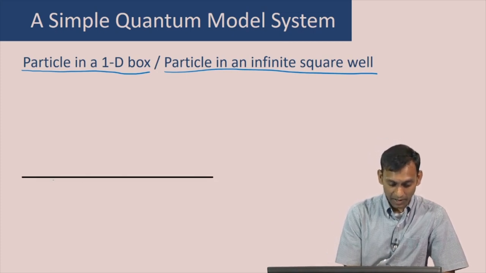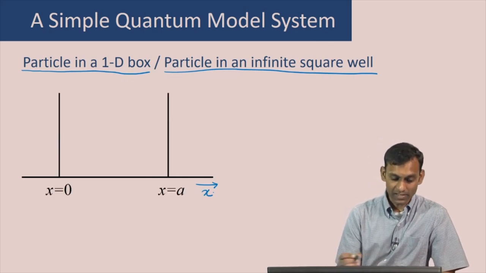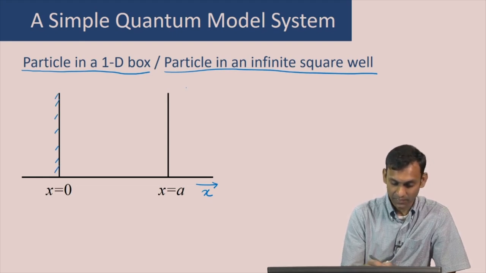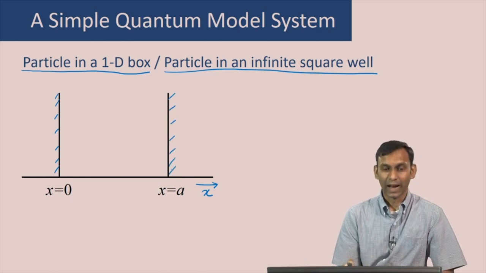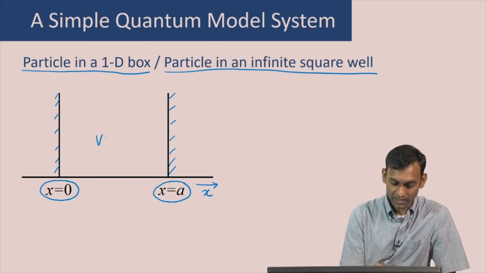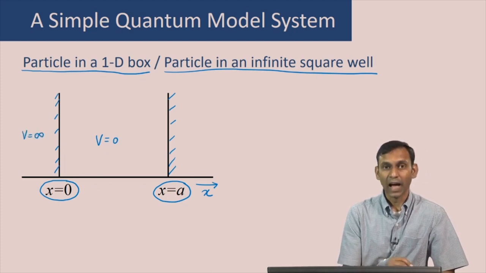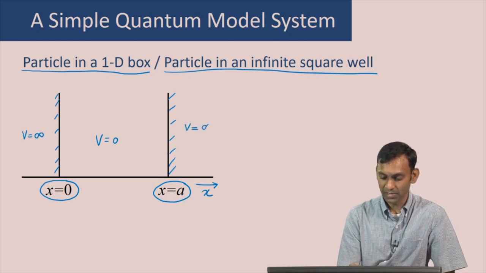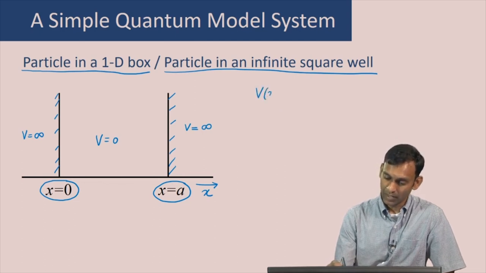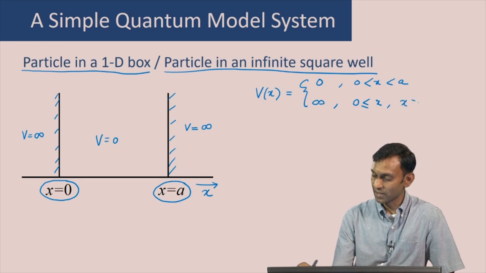In this model, we consider that the particle can move in only one spatial dimension, let us say the x direction. Further, the particle is confined to a certain region of this x axis. So, you can imagine that there are hard walls like this, and as long as the particle is within x equal to 0 and x equal to a, the potential energy of the particle is equal to 0. However, if it goes to x less than 0, then the potential energy becomes infinity, and similarly if it goes to x greater than a, then the potential energy becomes infinity. We can write the potential energy in the following form: V of x is equal to 0 when x is between 0 and a, and it is equal to infinity when x is less than 0 or x is greater than or equal to a.